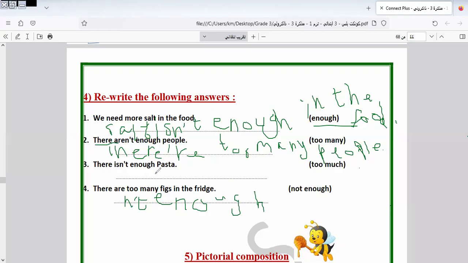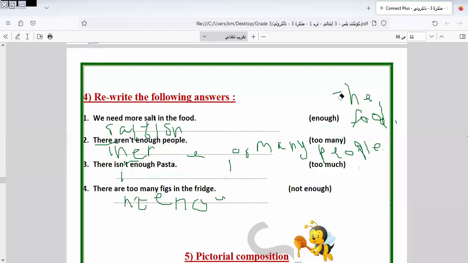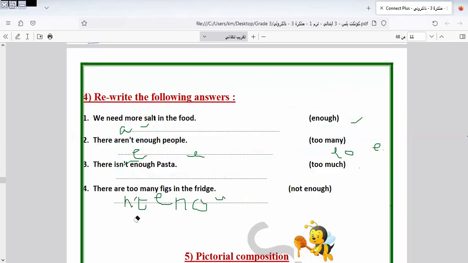Here we say isn't enough, so I will omit it and say too. It will be: there is too much pasta. There is too much pasta. Too much what? Too much pasta, and I will continue the rest of the sentence. Let's go to another one here.